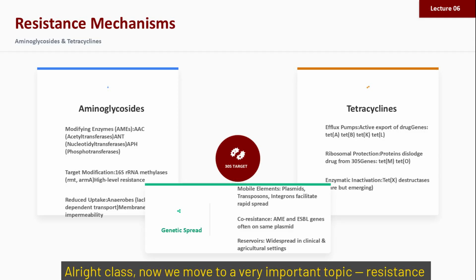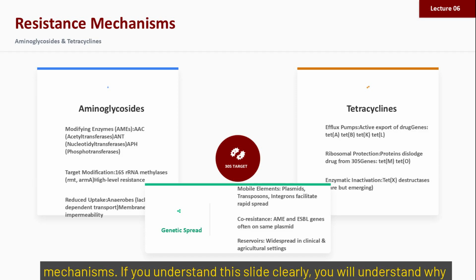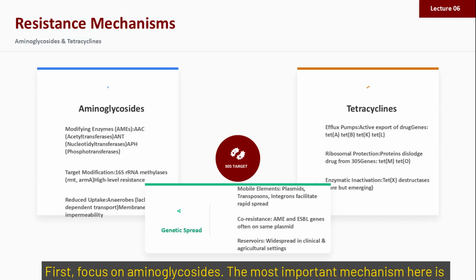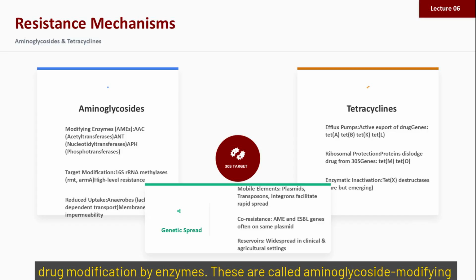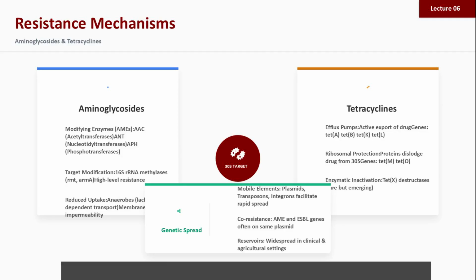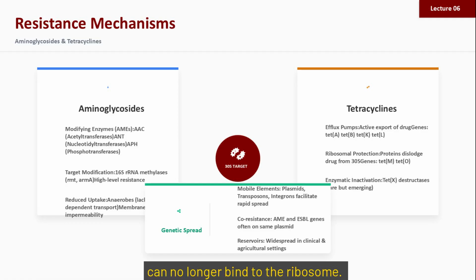Alright class, now we move to a very important topic, resistance mechanisms. If you understand this slide clearly, you will understand why some antibiotics fail in clinical practice. First, focus on aminoglycosides. The most important mechanism here is drug modification by enzymes. These are called aminoglycoside modifying enzymes, AMEs. There are three main types: AAC, acetyltransferases; ANT, nucleotidyltransferases; and APH, phosphotransferases. These enzymes chemically modify the drug, so it can no longer bind to the ribosome.